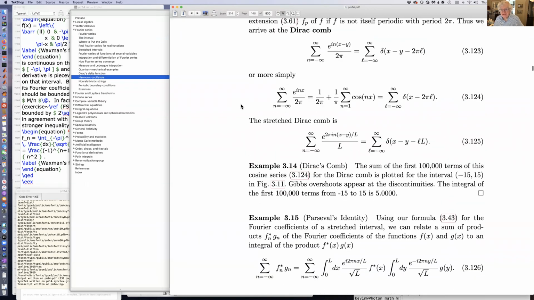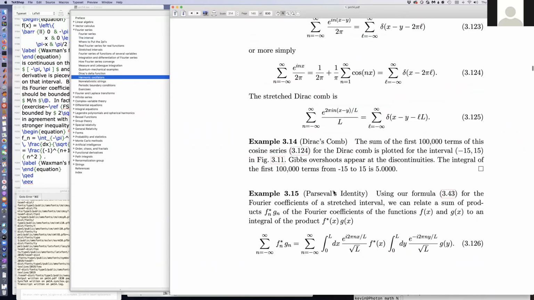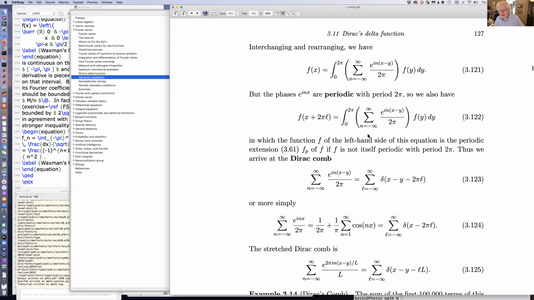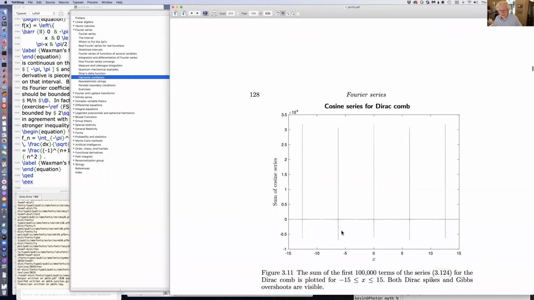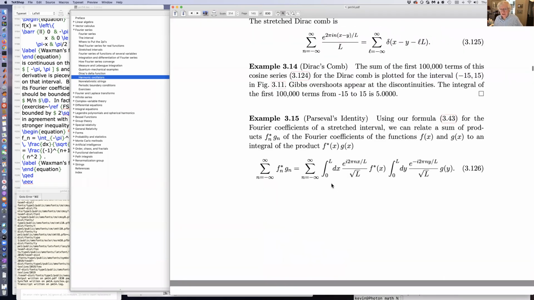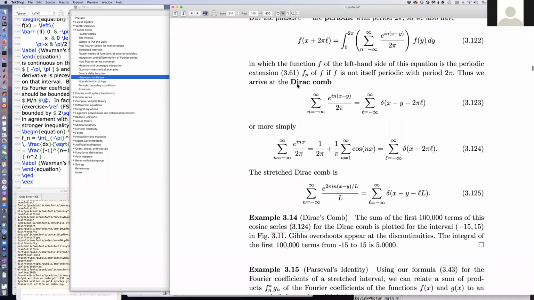Okay, what's the meaning of this? The meaning is that for this sum here, if f is smooth, when you integrate f of y dy, what you get is f of x, and because this thing is periodic, you also get f of x plus 2 pi L. But you might worry, well, what about these Gibbs overshoots? Well, the Gibbs overshoots are of such high frequency that they cancel absolutely in the limit for functions f that are smooth.